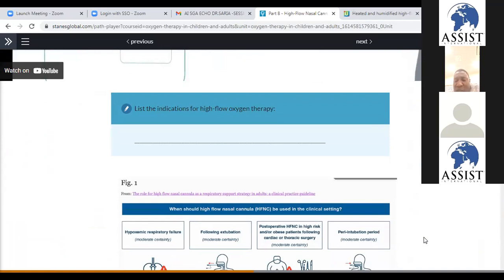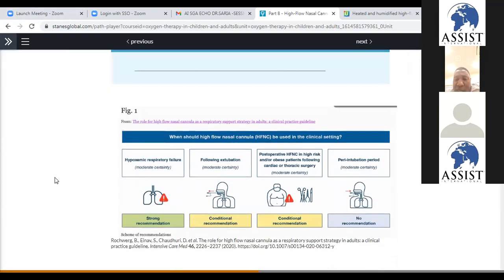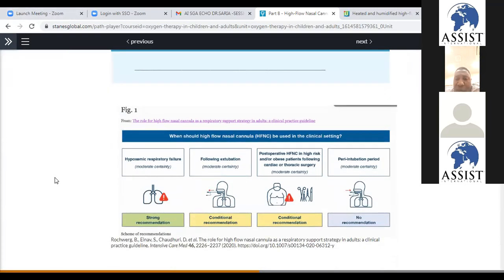The indication we have seen is hypoxemic respiratory failure, and these are the evidences. You know, we usually say evidence-based medicine. For hypoxemic respiratory failure there's moderate certainty. So when should we use it? It's still debatable. The same applies following extubation, when you have extubated the patient; there's certainty, but it's not straightforward if it has some indications. The preoperative period also has some moderate certainty, and postoperative high flow nasal cannula in high-risk and obese patients is also moderate certainty.